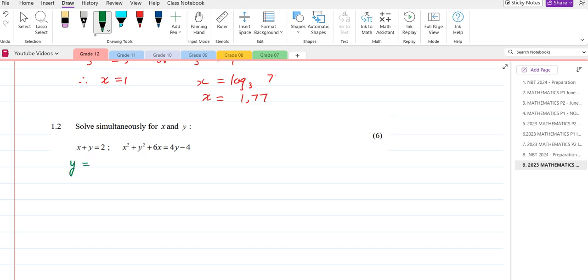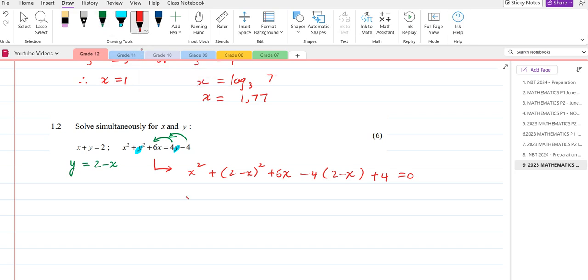So y is equal to 2 minus x. Now we're going to substitute this value of y inside the second equation. We're using the method of substitution, that's the only thing you can use. So you have x squared plus (2 minus x) all squared plus 6x. Let's bring the 4y over. So minus 4y, what is y? 2 minus x, right? And bring the minus 4 over to the other side, plus 4 is equal to 0. So remember, if you bring this over, you get minus 4y. If you bring that over, you get plus 4. Right, so that's what I have. And y is 2 minus x.